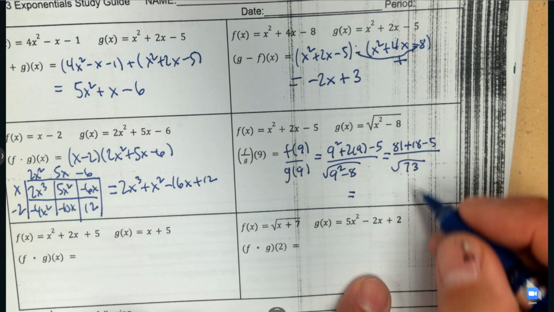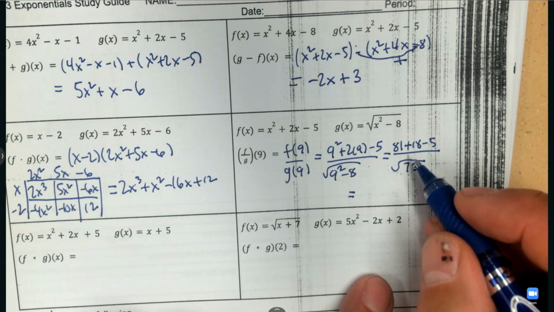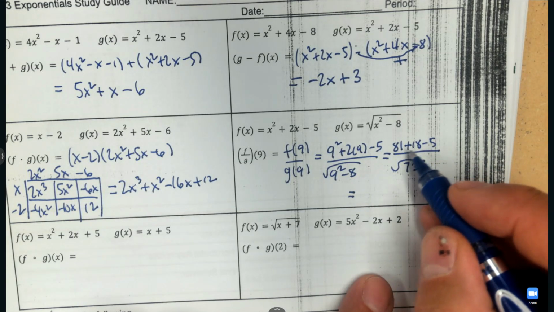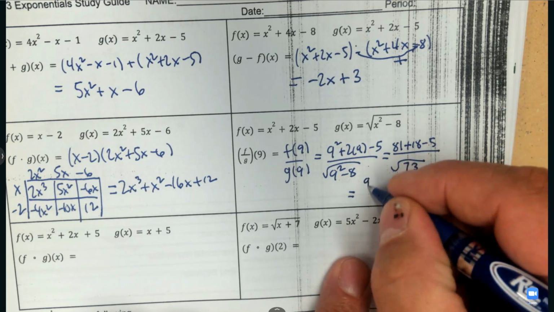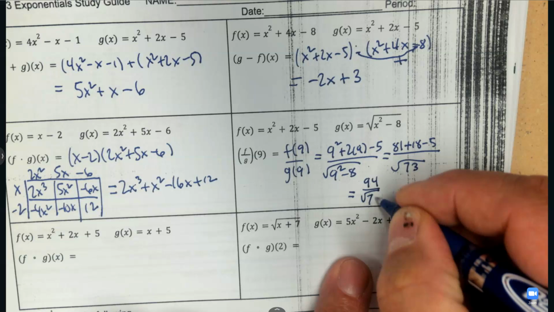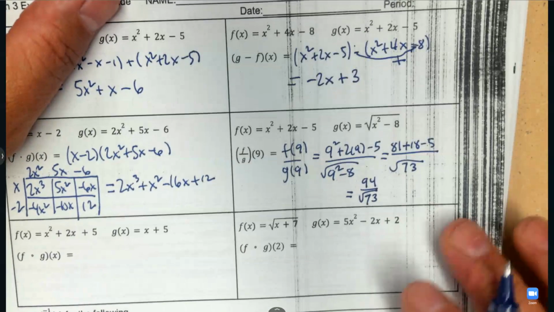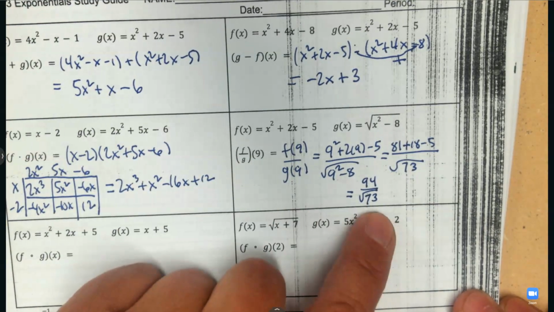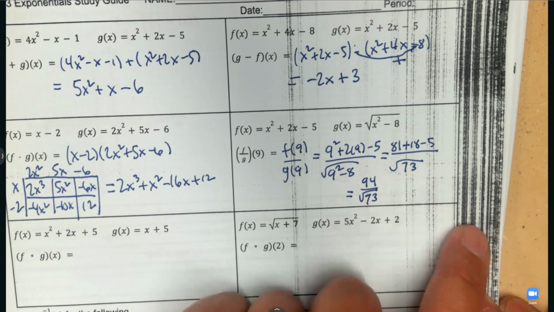Now, I'm not going to worry about a square root in the denominator. So I'm going to leave this. I'm just going to simplify it. So 81 and 18 is 99. Take away 5 is 94. So this is what we have. I'm going to leave that. Now, if you could square root this, you would. If you could divide this, you would.